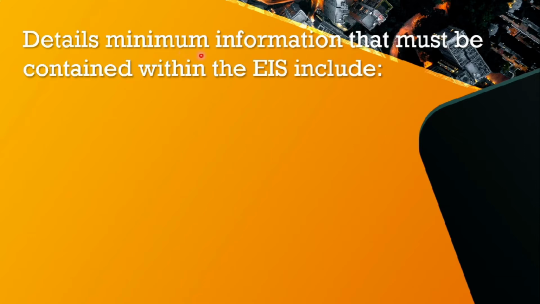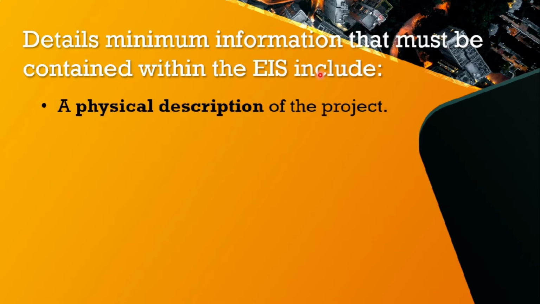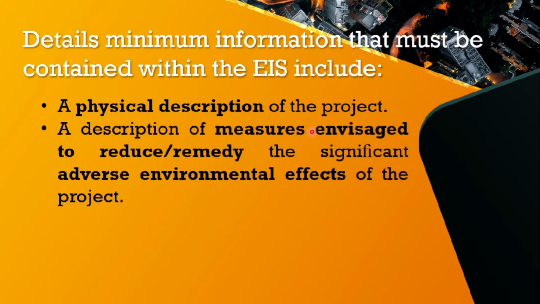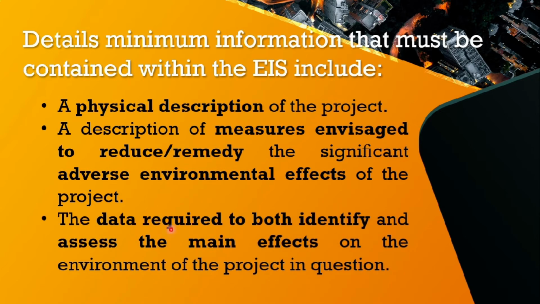The minimum information that must be contained within the environmental impact statement includes a physical description of the project, a description of measures envisaged to reduce the significant adverse environmental effects of the project, and the data required to identify and assess the main effects on the environment of the project in question.